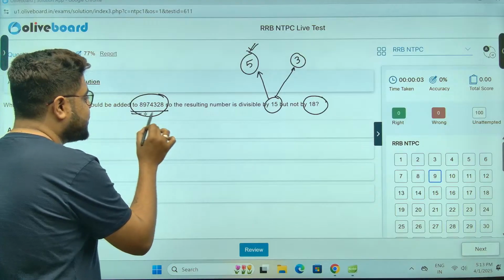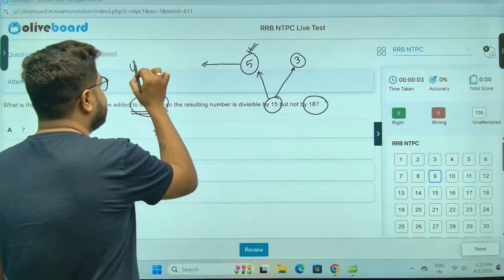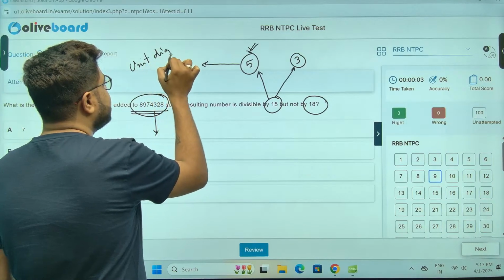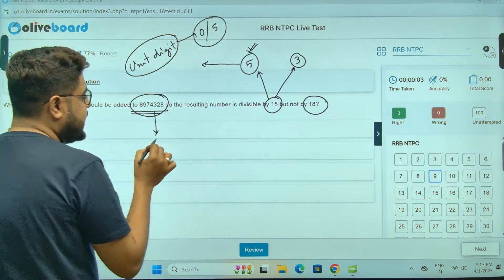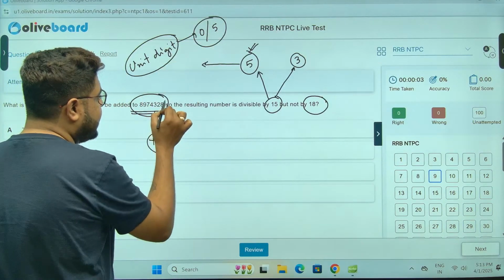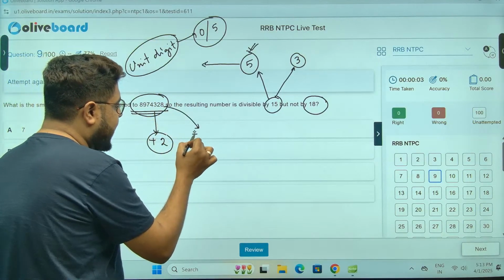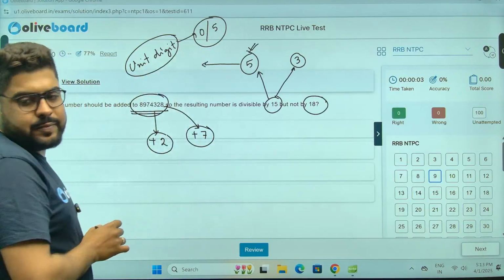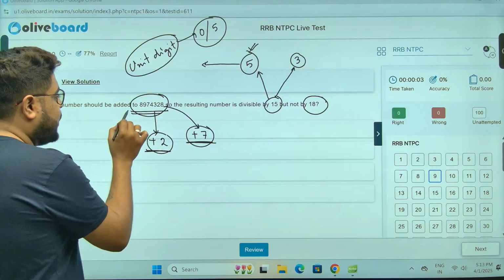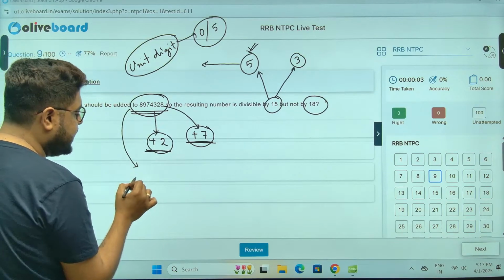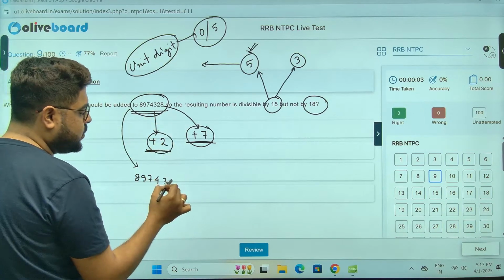How much should I add so that it is divisible by 5? Any number is divisible by 5 when the unit digit or the last digit is 0 or 5. Meaning, if I add 2 here, I will get 28 plus 2, a 0. Also, if I add 7 here, I will get a 5. So there are only 2 possibilities. I'll check only for 2. If I add 2 here, what will be the number? 89743 and 28 plus 2 will become 30.